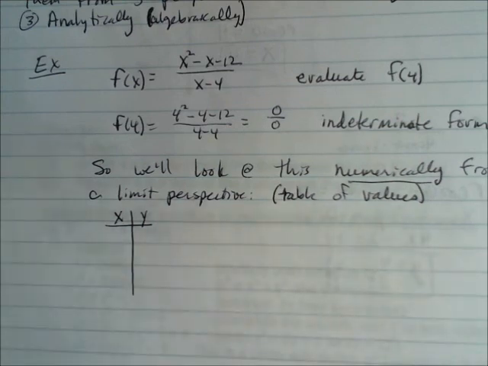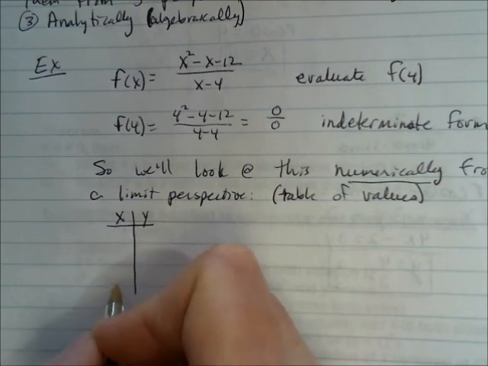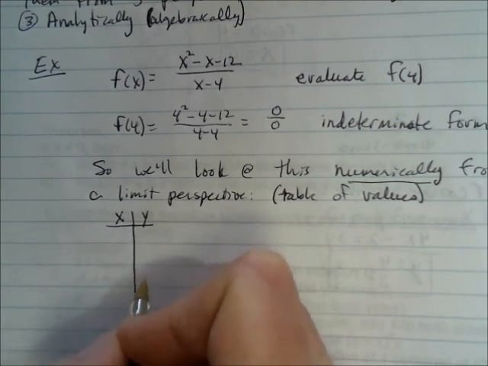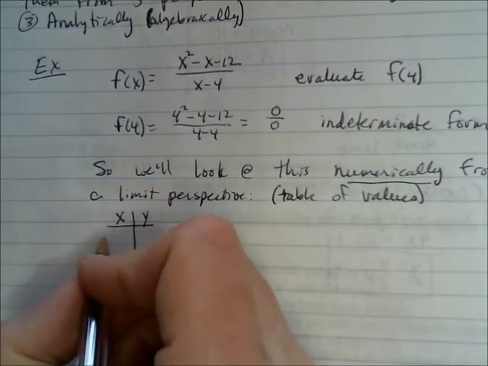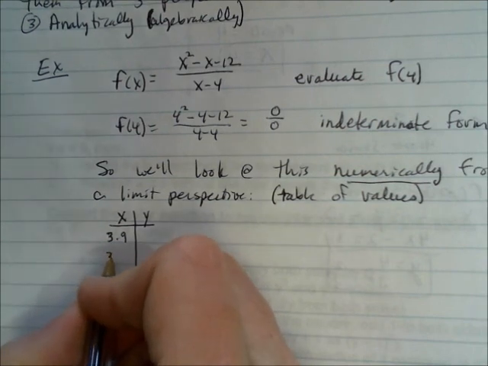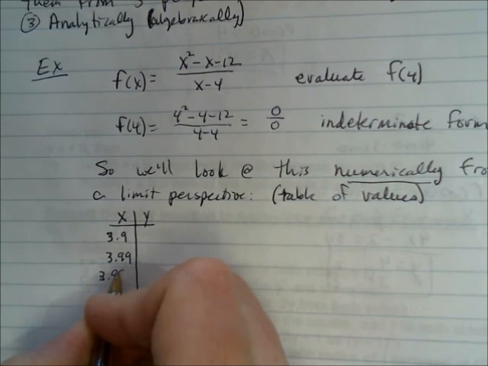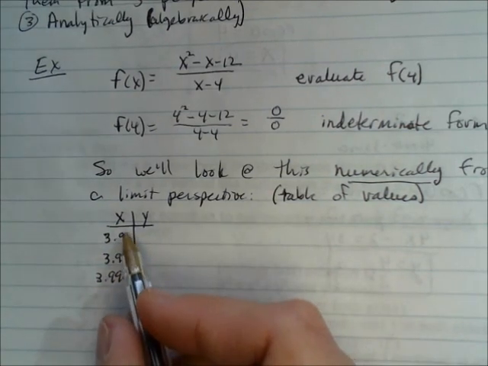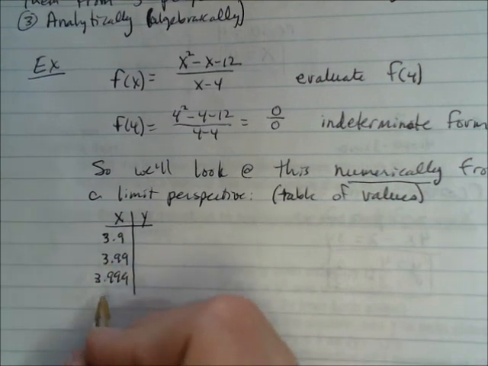So from a limit perspective, we're going to get something very, very close to 4, x equals 4, but we can't have x equals 4 because y will be undefined. It'll be 0 over 0. So we're going to look at x equals 3.9. Then we're going to look at x equals 3.99 and look at 3.999. So what we're going to do is we're going to get closer and closer to 4 from values that are less than 4.